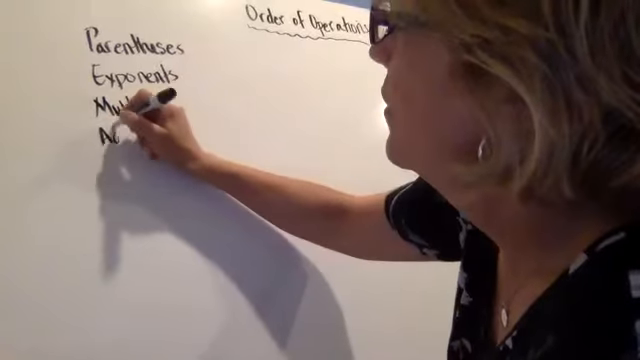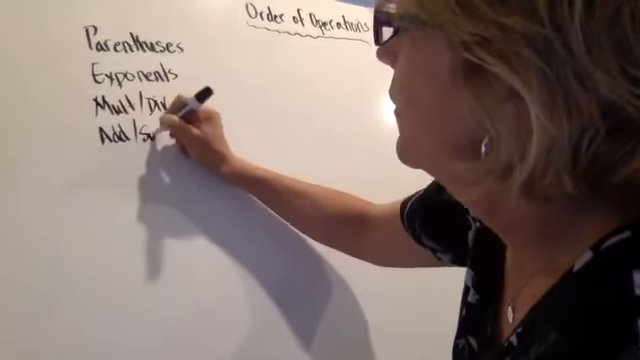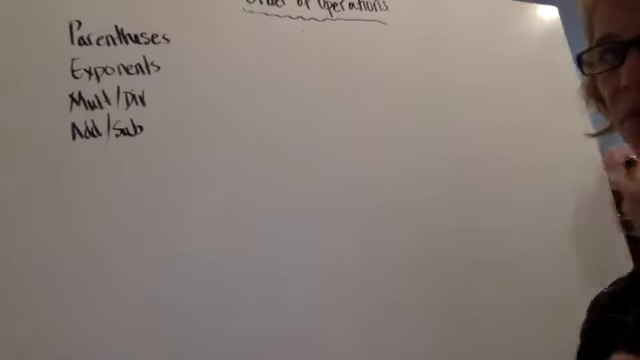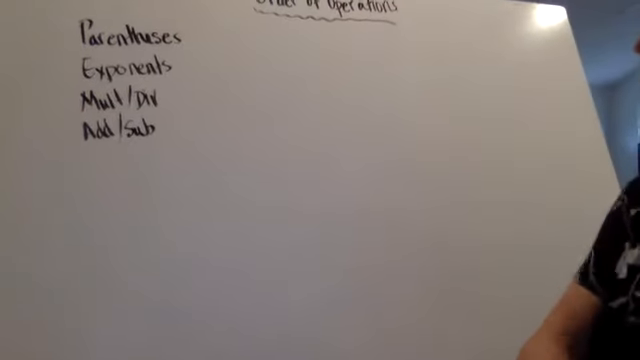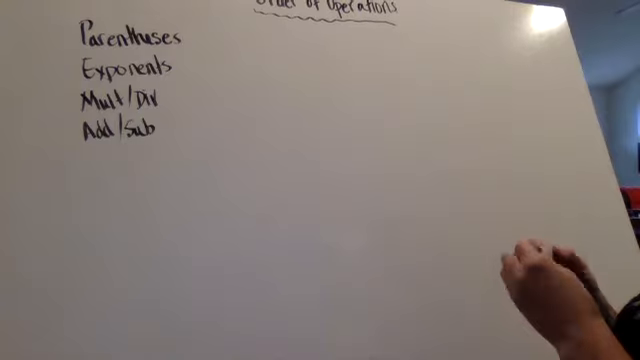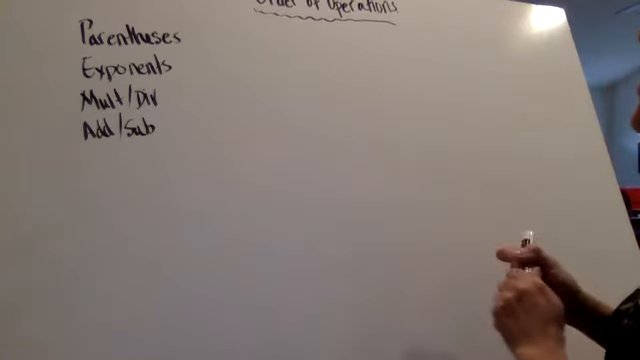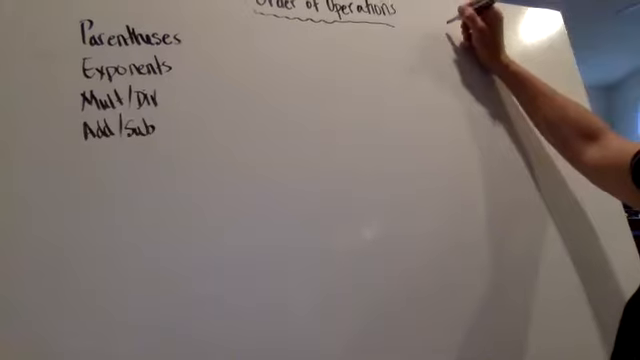And then addition or subtraction. So those are the orders of operation. So parentheses, exponents, then either multiplication or division, or addition and subtraction. That's the order we need to know, and then these are the steps.